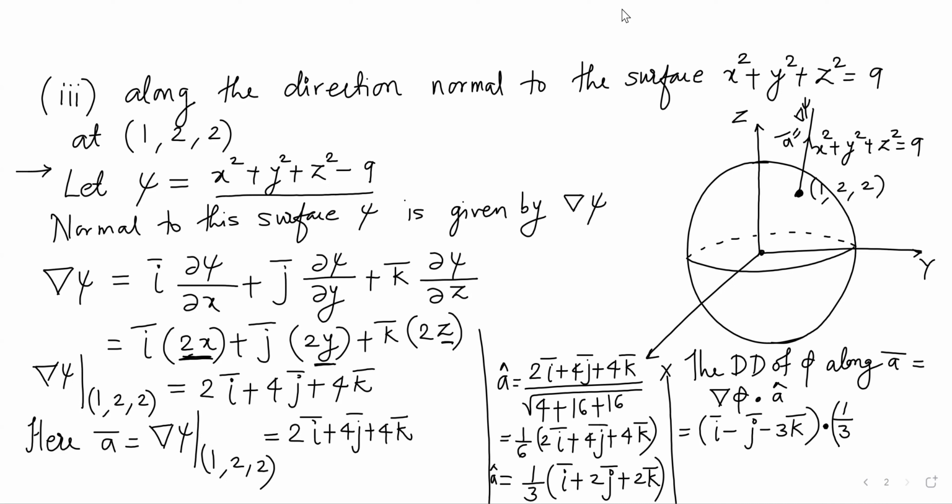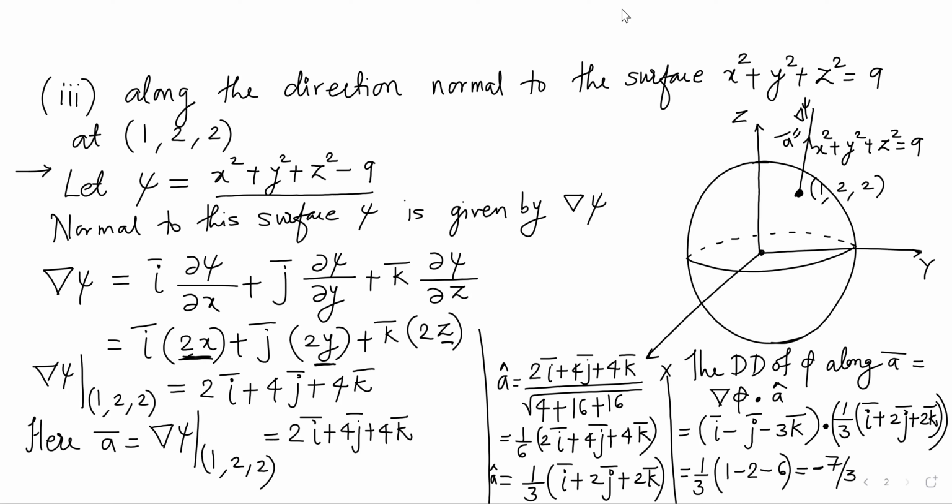We have this as 1 by 3 times i bar plus 2j bar plus 2k bar. So multiply this. We get 1 by 3 times: multiply the coefficient of i bar, it is 1. Coefficient of j bar is minus 1 into 2, so it is minus 2. And coefficient of k bar, minus 3 into plus 2, which is minus 6. So what I get is minus 7 by 3. Okay. So the directional derivative in this case is minus 7 by 3.